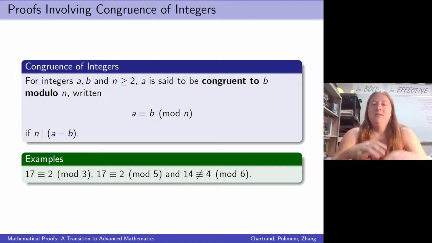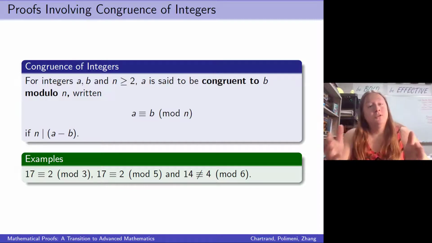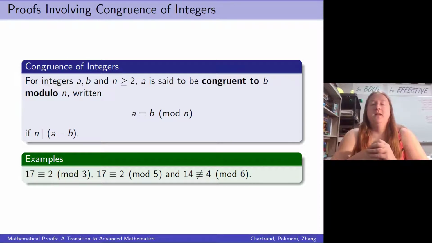But it's a lot easier, a lot more straightforward, a lot more useful to think about it as n dividing the difference, a minus b. So some examples here: I have 17 is congruent to 2 mod 3. I have 17 is congruent to 2 modulo 5. I have 14 is not congruent to 4 mod 6.